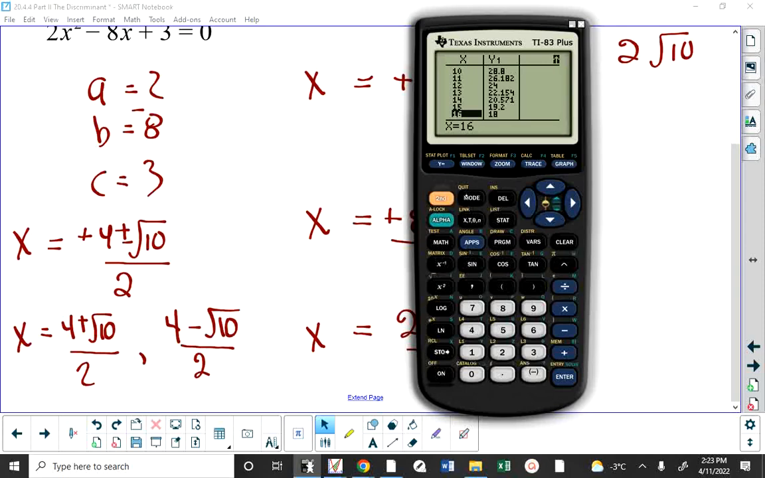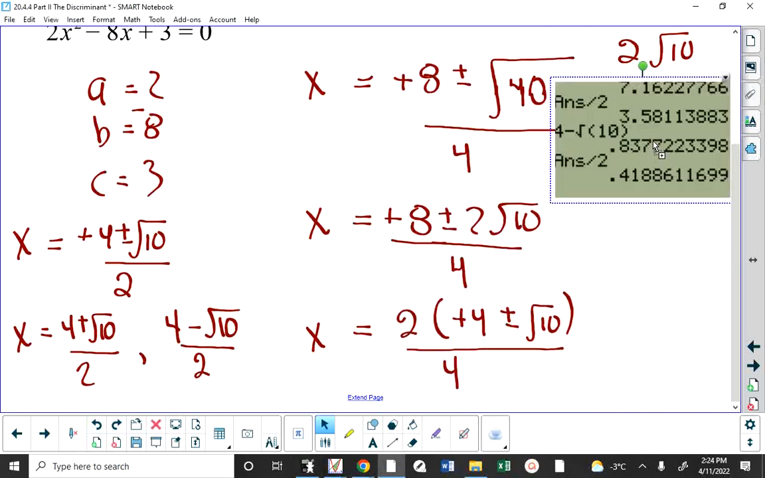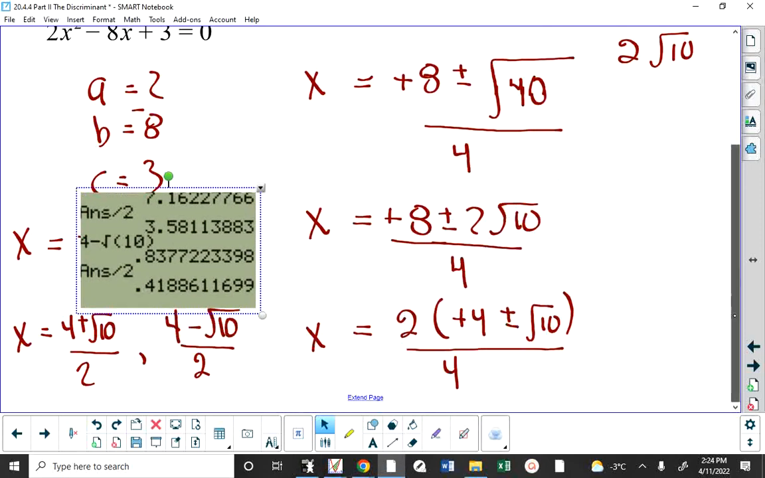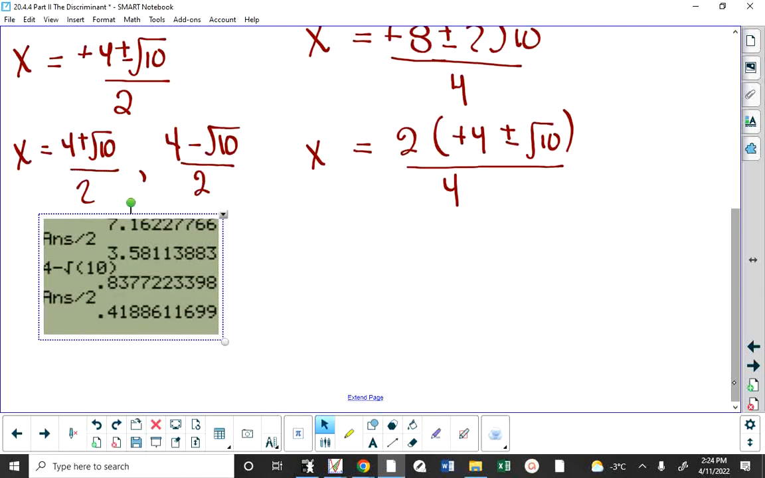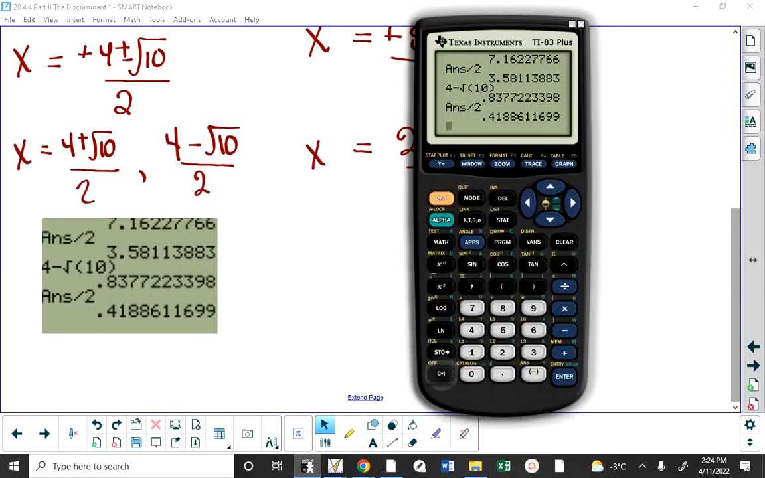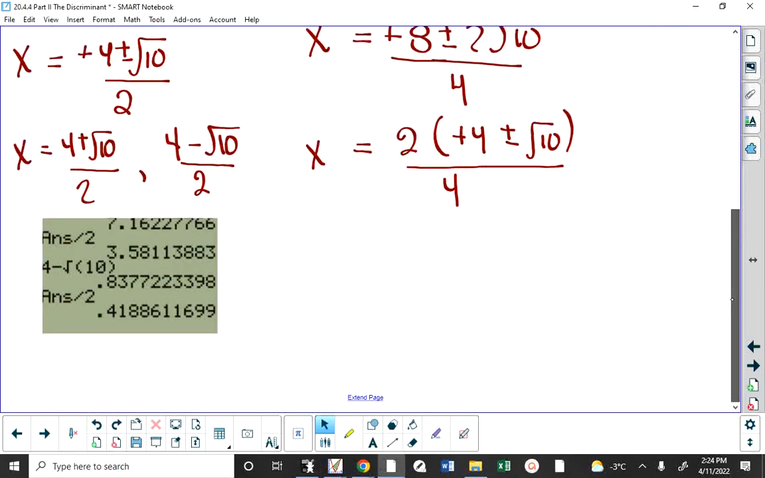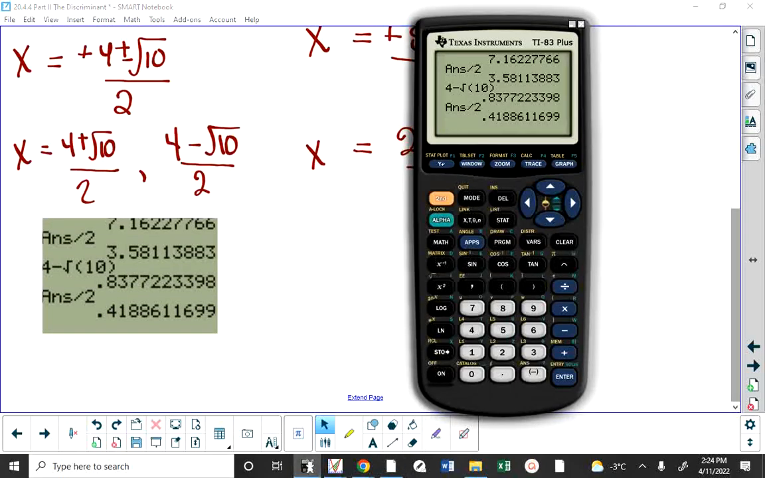Let's see. 4 plus the square root of 10, and I need to divide that now by 2. This is one of them, and then 4 minus the square root of 10. And I need to divide that by 2. So those are your two answers for the solutions to the equation. If we were to graph y equals 2x squared minus 8x, is it plus 3?